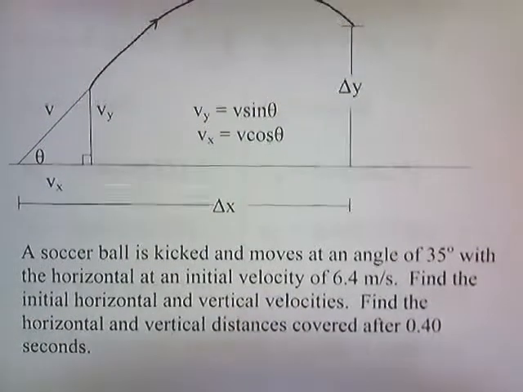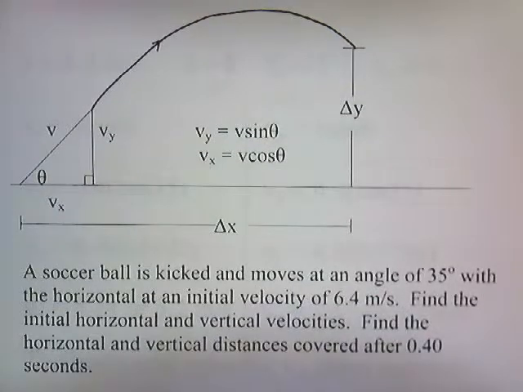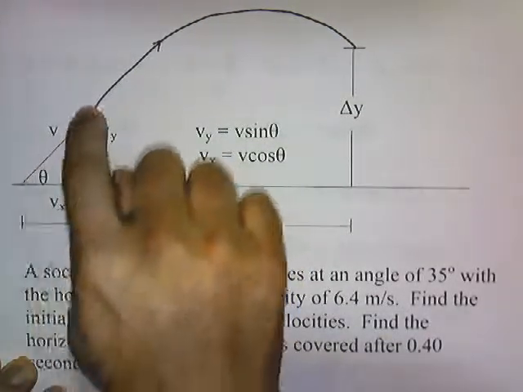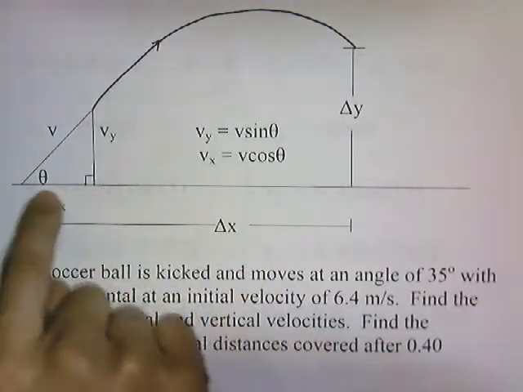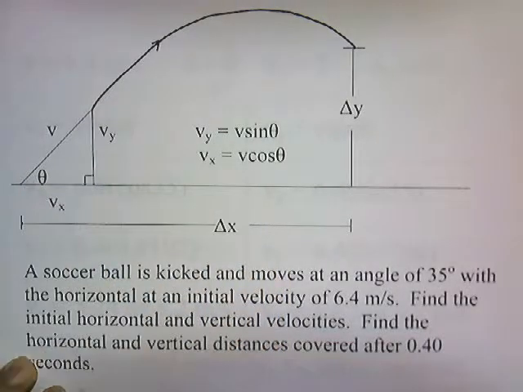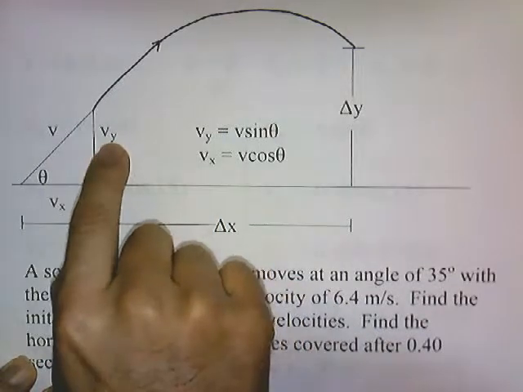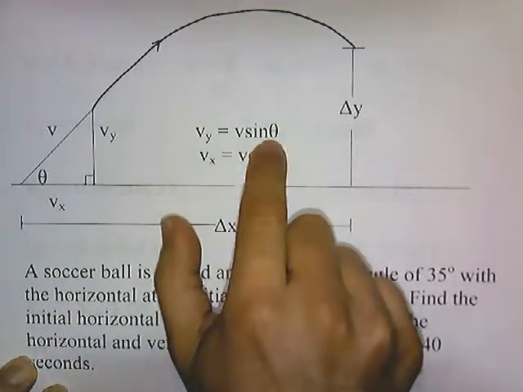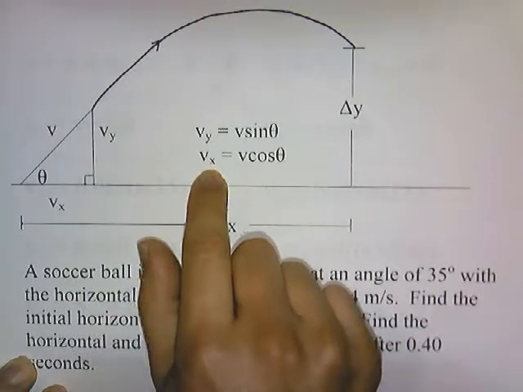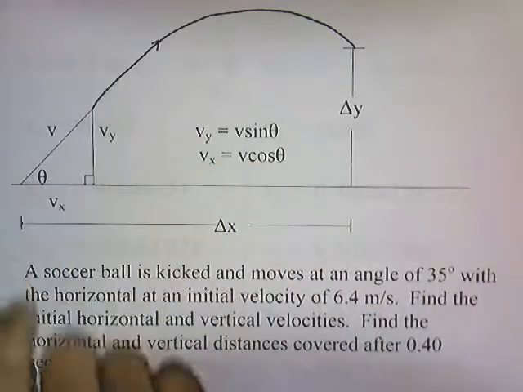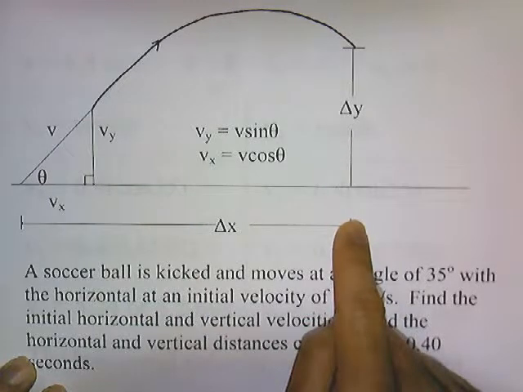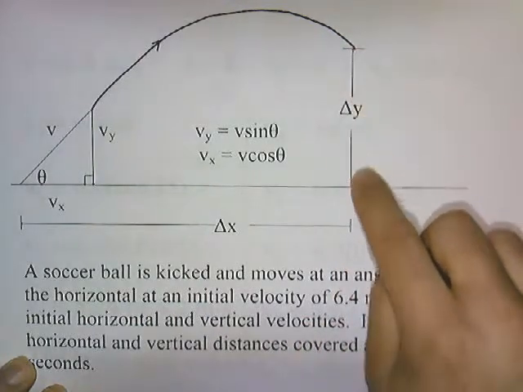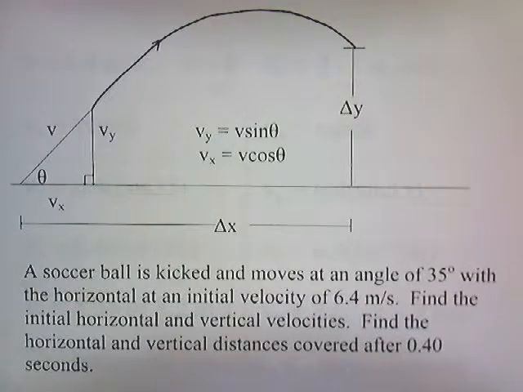So here's an object being launched diagonally. V is the diagonal velocity, Vy is the initial vertical velocity, and Vx is the horizontal velocity. And we can find Vy through Vy equals V sine theta. And we can find Vx by using V cosine theta. Delta x is the horizontal distance traveled after a certain amount of time. Delta y is the vertical distance traveled after a certain amount of time. So let's go ahead and solve the problem.